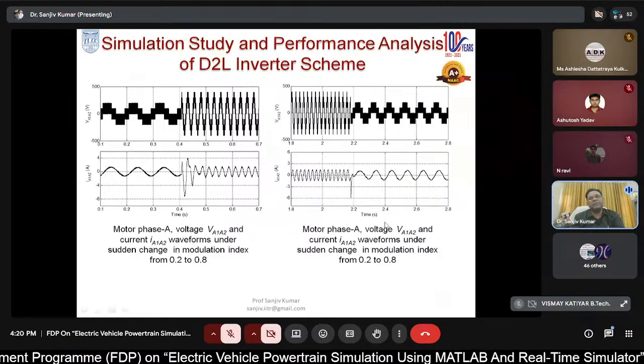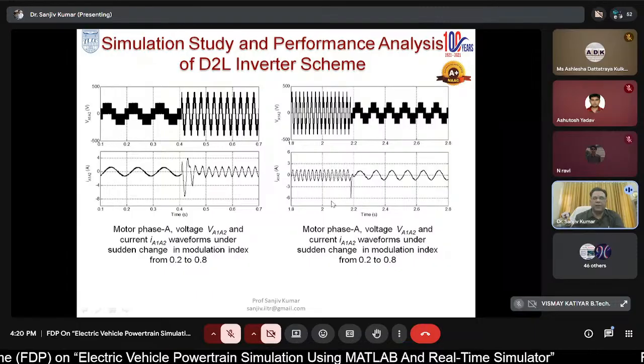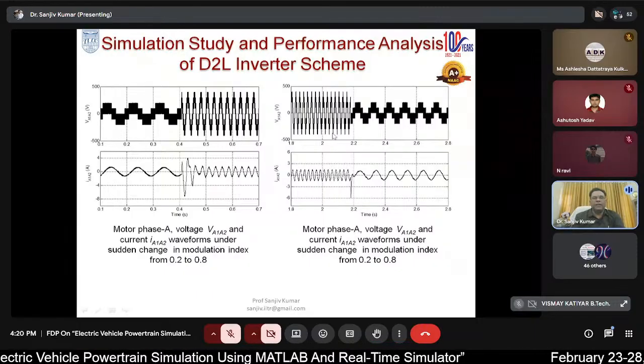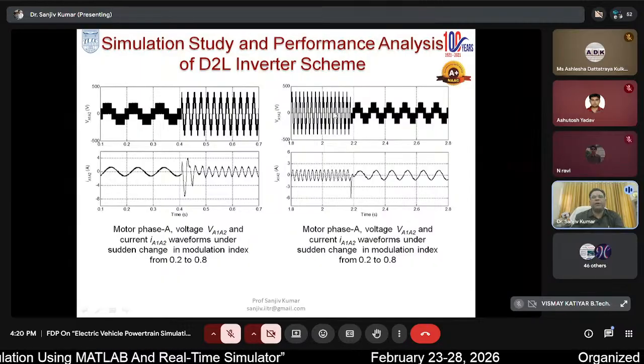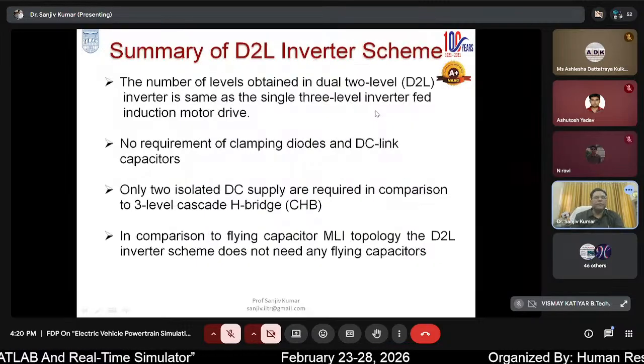Likewise, in the reverse, when the modulation index is changed from 0.8 to 0.2, right? There is some typo error on the slide. This is changing from 0.8 to 0.2, right?